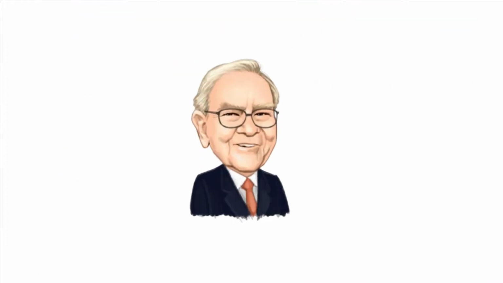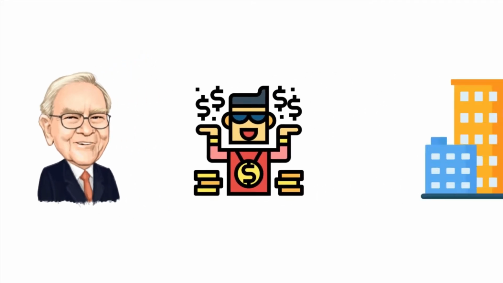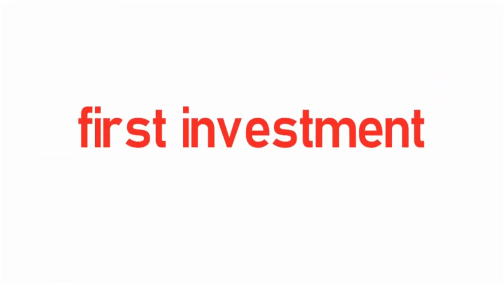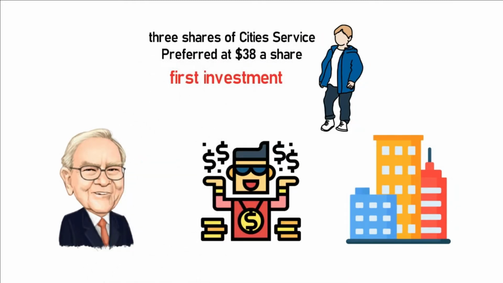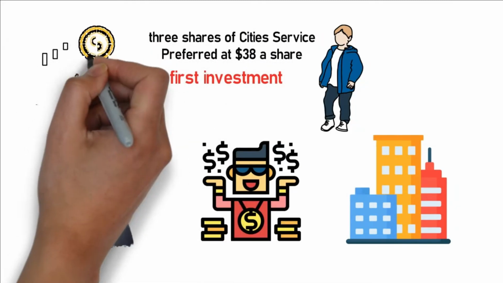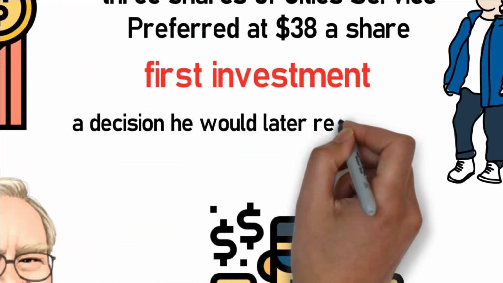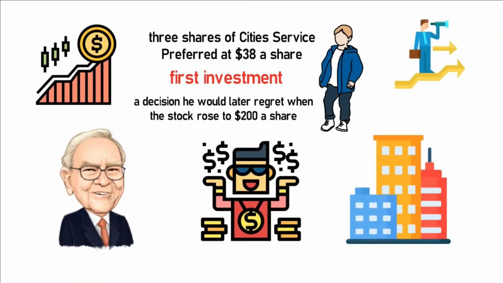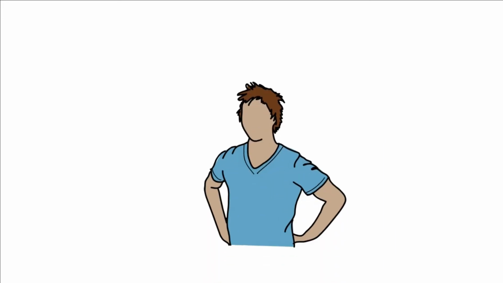Legend has it that he allegedly told his friend that if he was not a millionaire by the time he was 30, he would jump off the tallest building in Omaha. So when Warren was 11 years old, he made his first investment. He bought 3 shares of Cities Service Preferred at $38 a share. The stock soon rose to $40 and he sold it, making a small profit, a decision he would later regret when the stock rose to $200 a share. He later cited this experience as an early lesson in patience in investing.